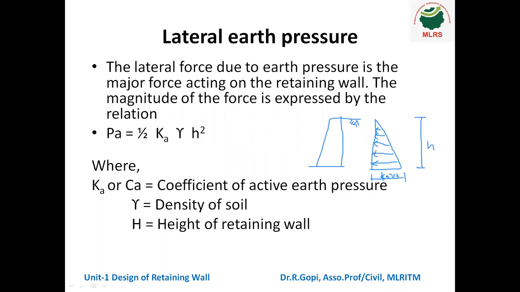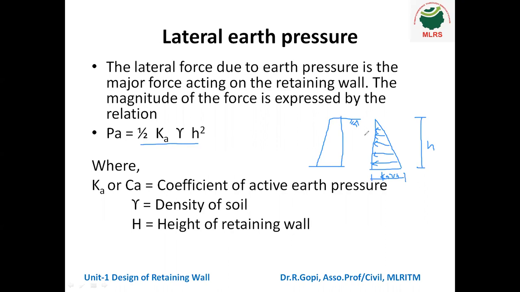Now the active earth pressure. How to calculate it? It is nothing but the area of this triangle. So calculate the area: half into B into H, the triangle area formula. Here B is Ka gamma H and the height is H. So half into Ka gamma H into H gives H square. Here Ka or Ca, some books or notes mention Ca, both are the same. Ka or Ca is nothing but the coefficient of active earth pressure, and gamma is the density of the retained soil.